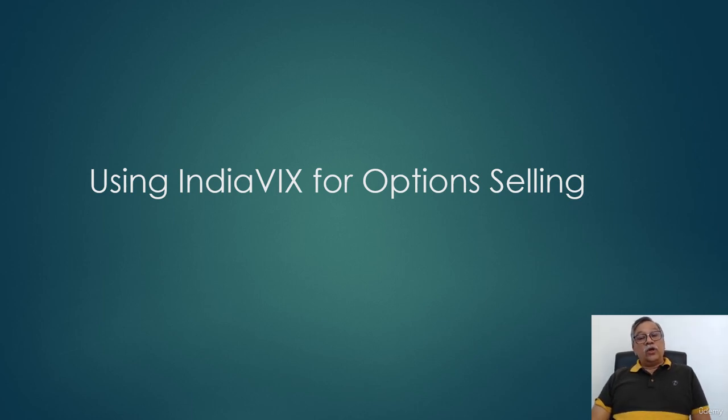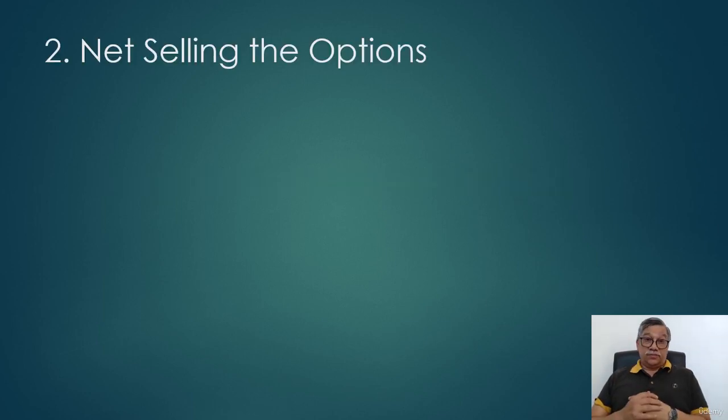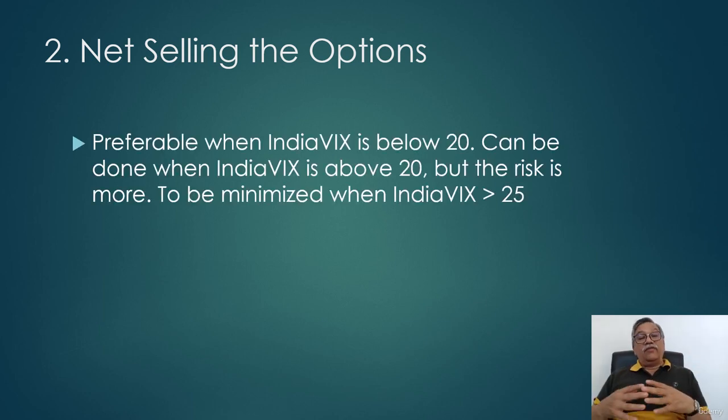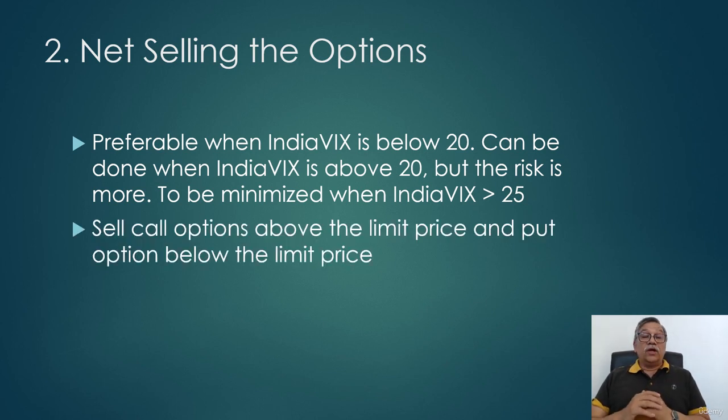Welcome back. Today we are going to see how we can use IndiaVIX related calculation for writing options. So net we will be selling the option. Preferable when IndiaVIX is below 20. Can be done when IndiaVIX is above 20 but the risk is much more, so those kinds of positions you should minimize. If IndiaVIX is above 25 then don't follow these strategies.